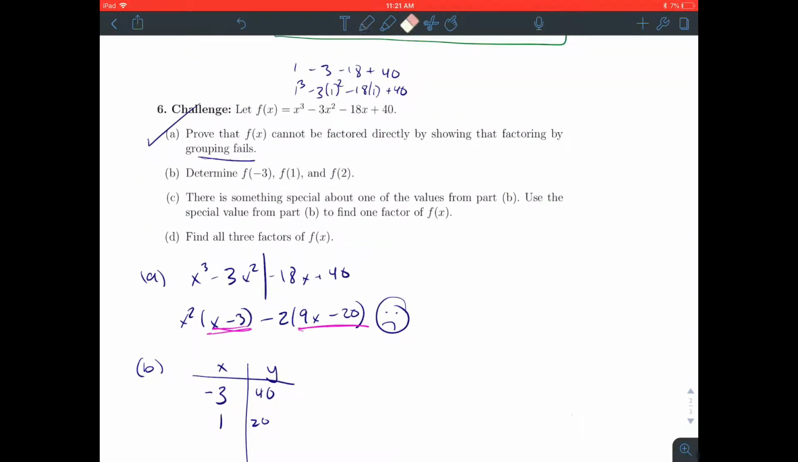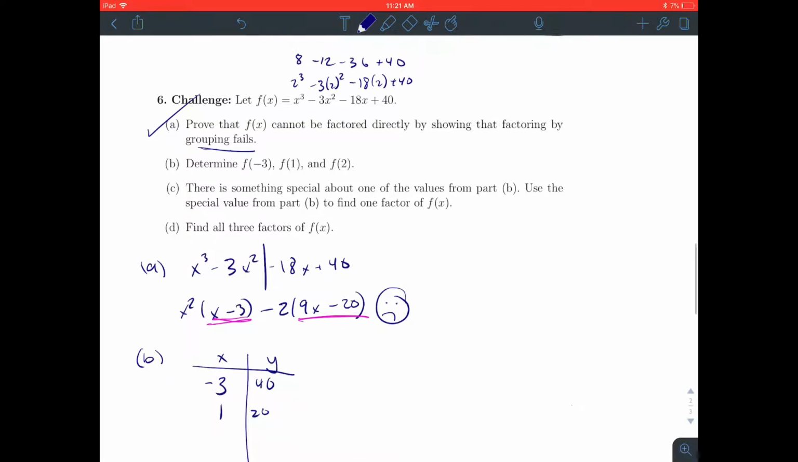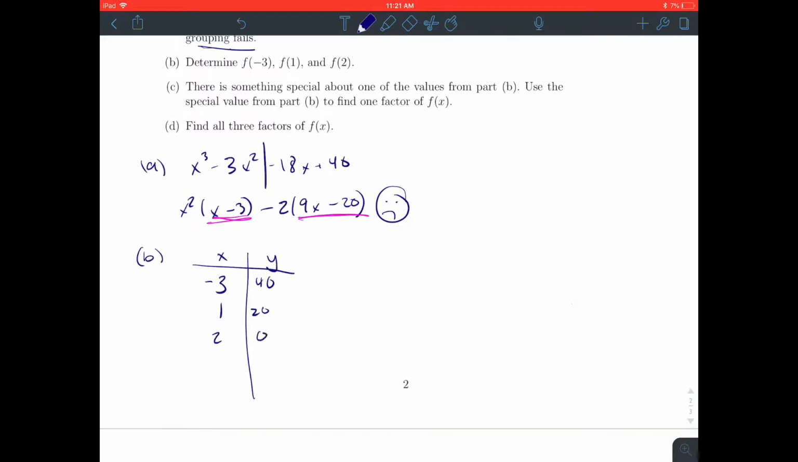And then next up for f of 2, I'll do the same thing here. You guys can just use your calculator again to do this, but I don't have one, so I'm stuck doing it the long way. We get 8 minus 12 minus 36 plus 40. That's going to be 48 minus 48. That's going to be 0. Alright, cool. So I'm done with the long part, part B.